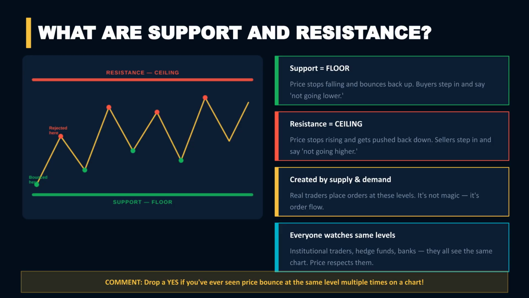Here's what's important. These aren't magical lines. They're created by supply and demand, by buyers and sellers, real traders, institutional traders, hedge funds, banks. They all watch the same support and resistance levels. So price does respect these levels. It's not magic. It's math. It's order flow.